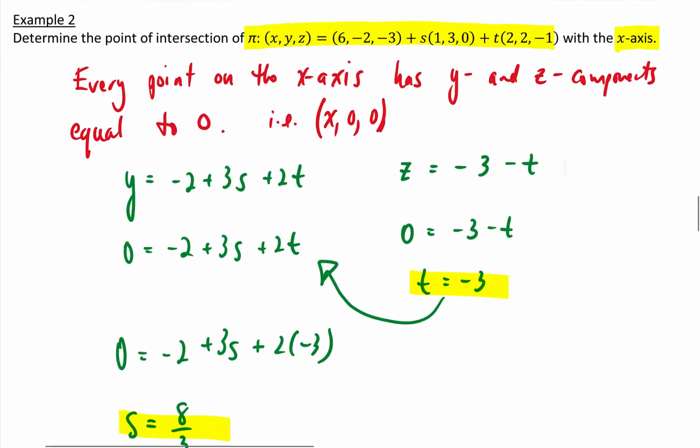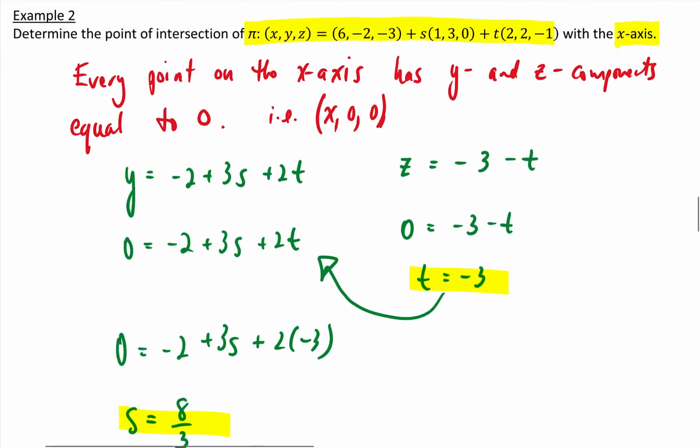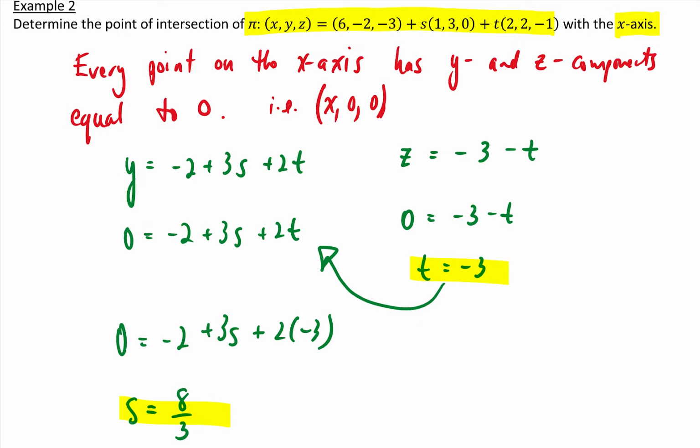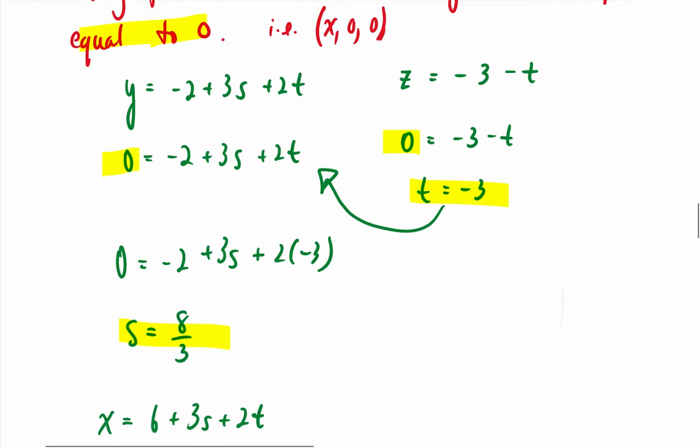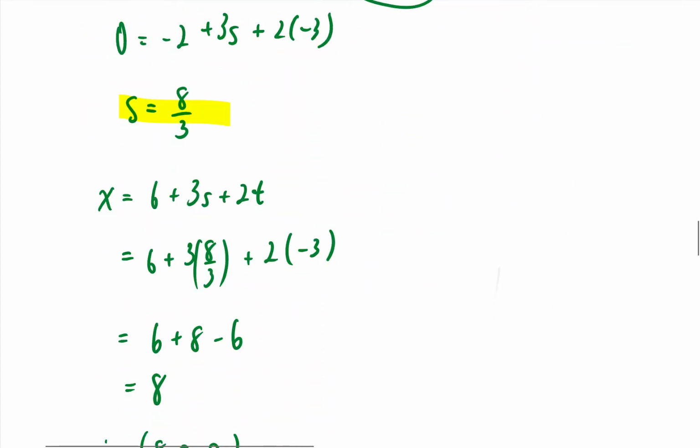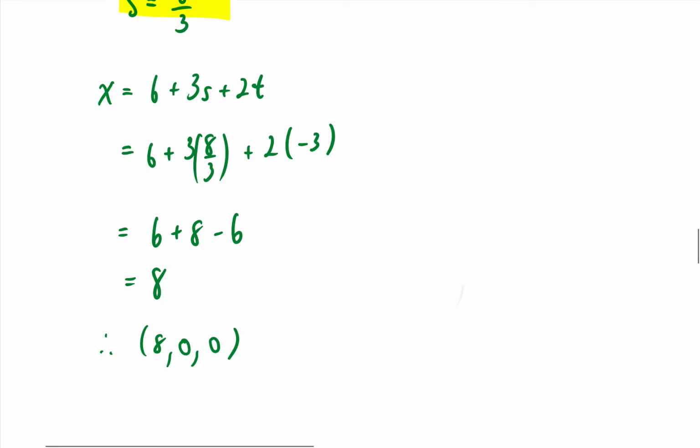So again, to quickly go through what we've done here, we want to know where the plane intersects the x-axis. So the key thing to remember is that the y and z components are equal to 0. So we sub 0 into the y and z components. We solve for t, we solve for s, and then we put that back into our equation for x to determine the x value.